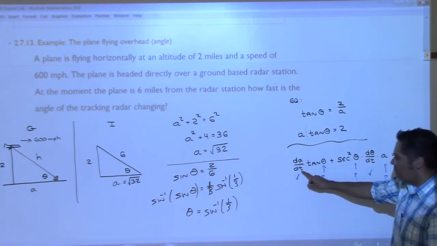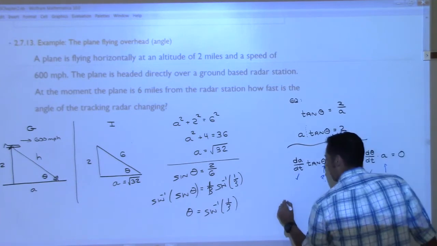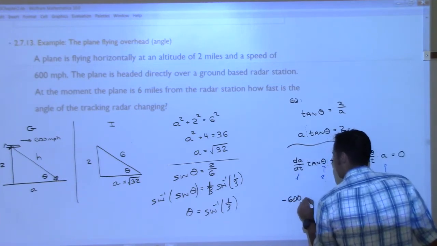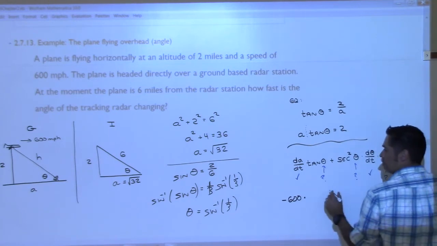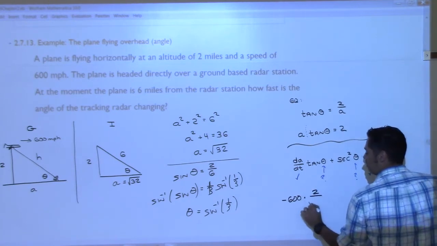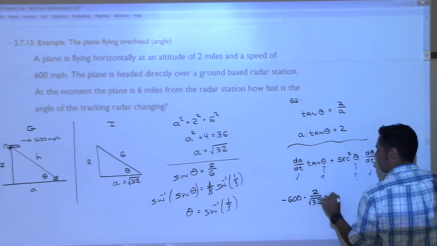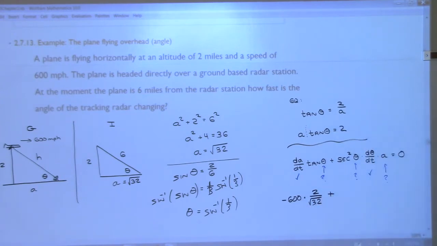dA/dt, I've erased it, right? It was negative 600 times tangent theta. What's tangent theta? 2 over root 32. You all understand where I'm getting that?